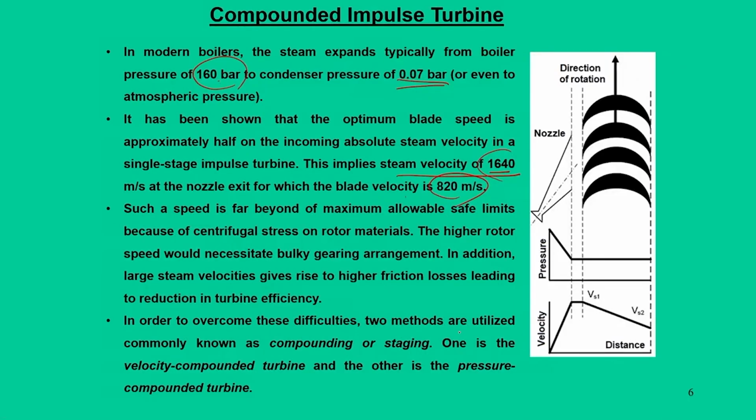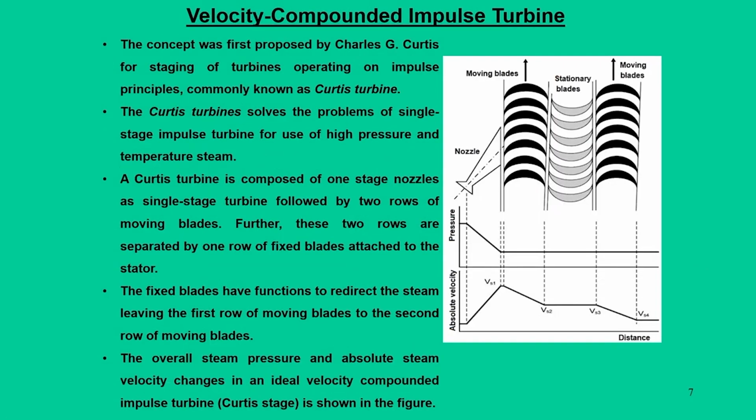To overcome these difficulties, two methods are normally employed: velocity compounding or pressure compounding. Basically, compounding means staging. Whatever steam enthalpy or energy is available to us, you stagger it in stages, and compounding means nothing but different stages. That is the method adopted to minimize these losses. So, there are two possibilities: one is velocity compounding, the other is pressure compounding. Let us see what they mean.